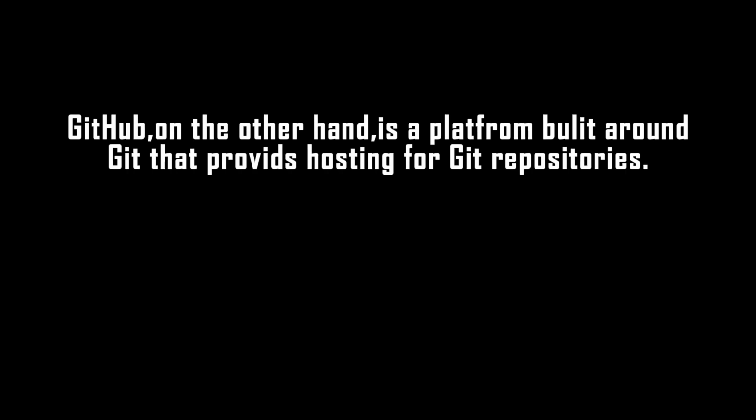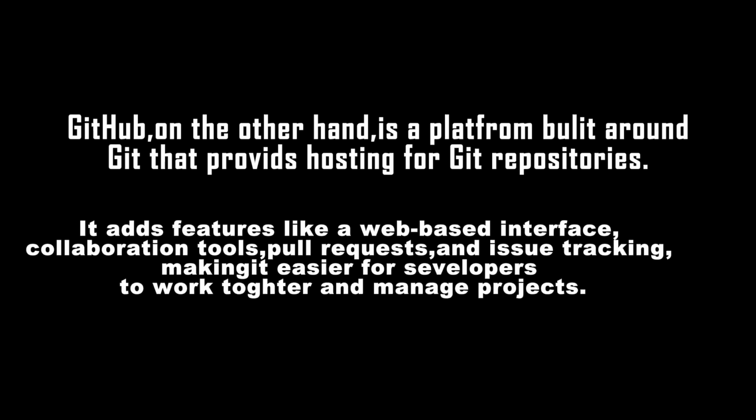GitHub, on the other hand, is a platform built around Git that provides hosting for Git repositories. It adds features like a web-based interface, collaboration tools, pull requests, and issue tracking, making it easier for developers to work together and manage projects.